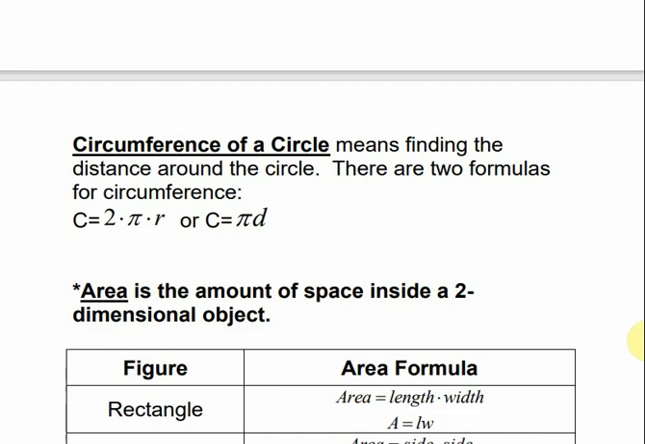Whenever we are talking about perimeter, the unit that we use would just be the unit. For example, our unit could be feet, inches, meters, and so on. It's just that unit by itself.